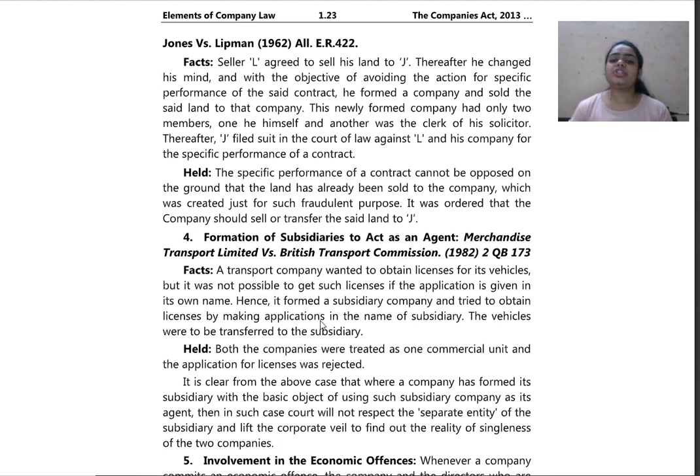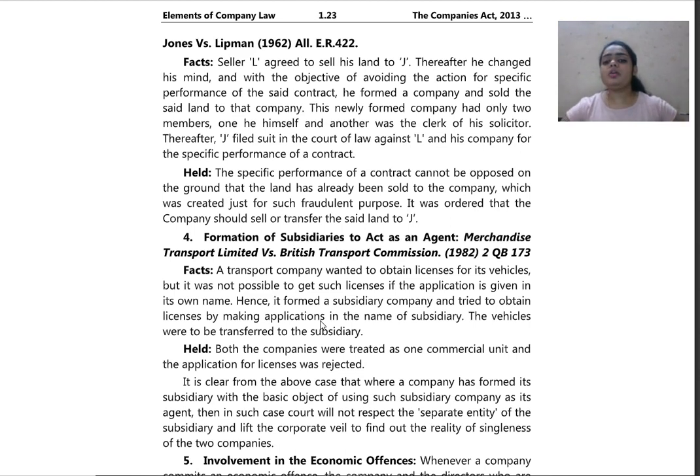Thereafter, what did J do? J filed a suit in the court of law against L and his company for specific performance of contract. After that, it was held that specific performance of a contract cannot be opposed on the ground that the land has already been sold to the company, which was created just for such a fraudulent purpose. It was ordered that the company should sell or transfer the said land to J.